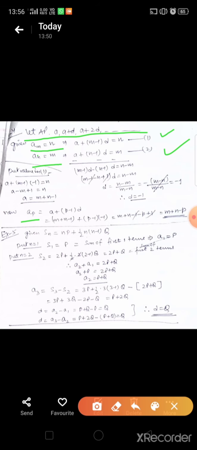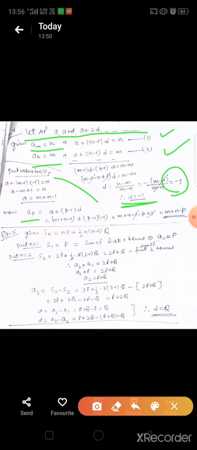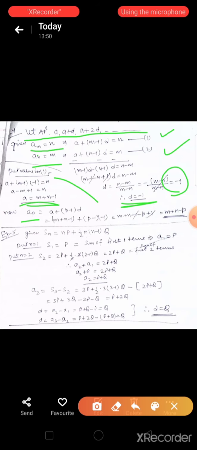So what we have done, we have solved equations 1 and 2, and by solving them we get the value of D as minus 1. So D is minus 1. We can put this value in any of the equations. We have put it in equation 1. So A plus (M minus 1) into minus 1 is equal to N. So A minus M plus 1 is equal to N, and the value of A is M plus N minus 1.